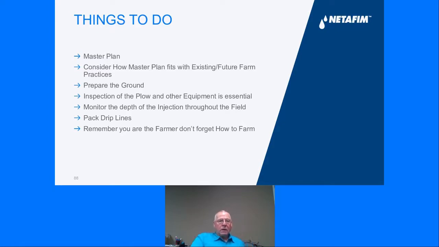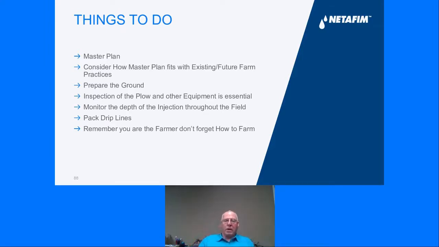If you were making a list of things to do, you want to have that master plan in place. You want to make sure that you have that master plan. You want to consider how the master plan fits with the existing and the future farm practices. What's he doing now and what might he do in the future? You want to take some of those considerations into play and incorporate those into that master plan.